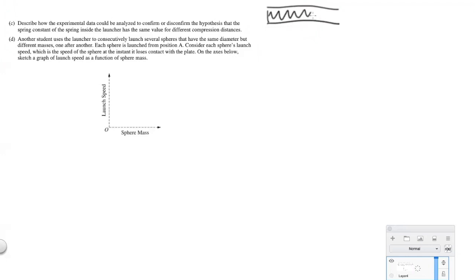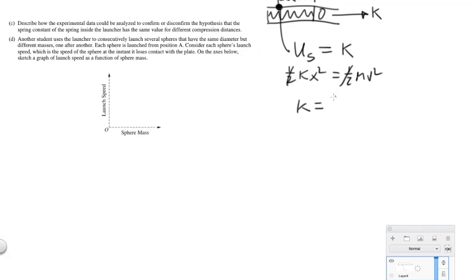So here's the spring, here's the sphere, right? We compressed back X. At this point right there, the energy is all potential of the spring. We release it. It comes out as kinetic, assuming no friction, they're equal. So we have this equation of 1/2 kx squared equals 1/2 mv squared. The 1/2s drop out. The spring constant should be equal to m times v squared over x squared. So this is what we're working with.